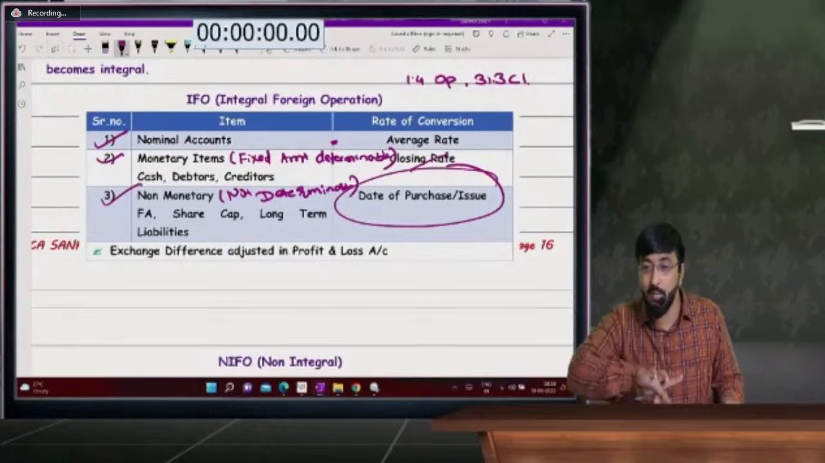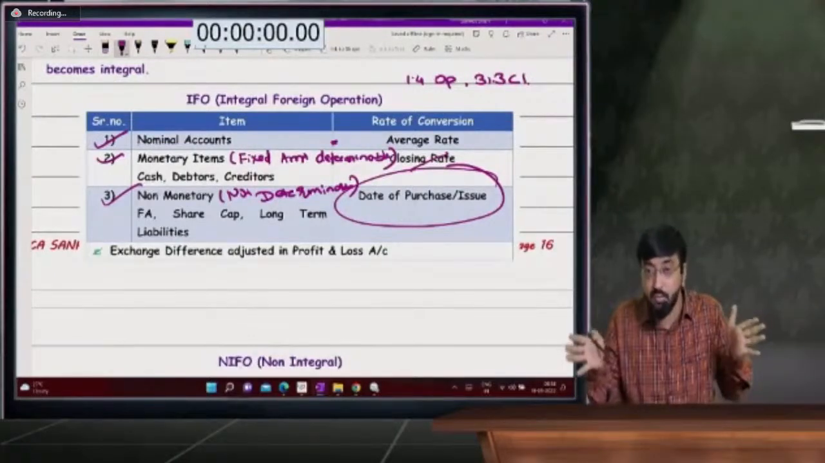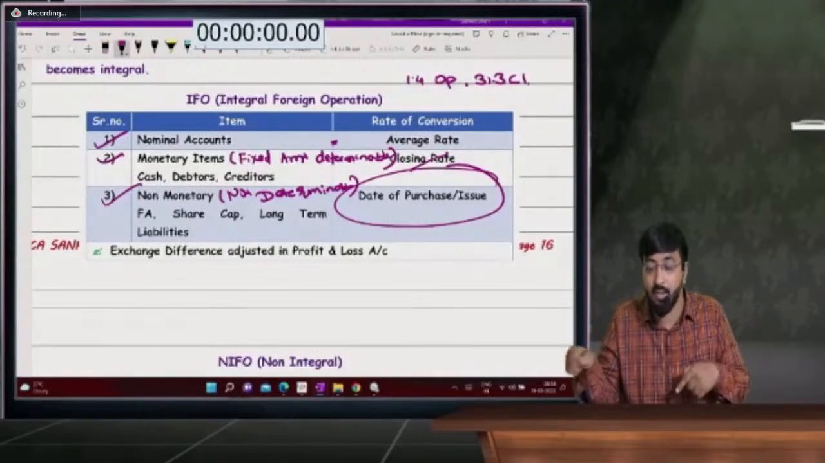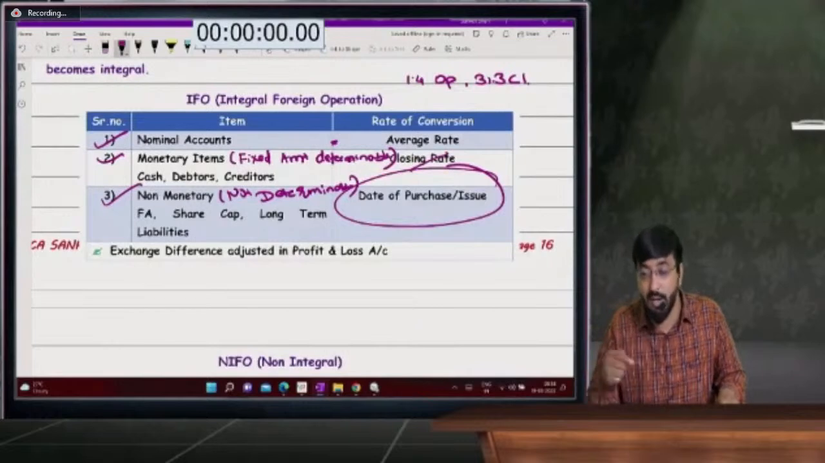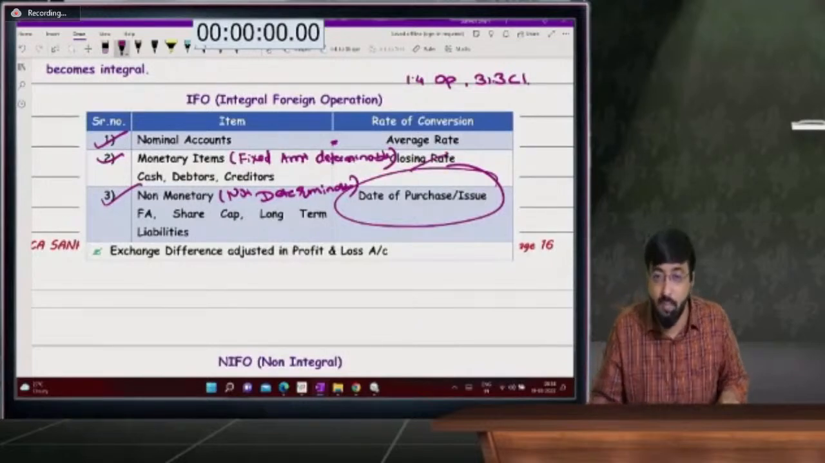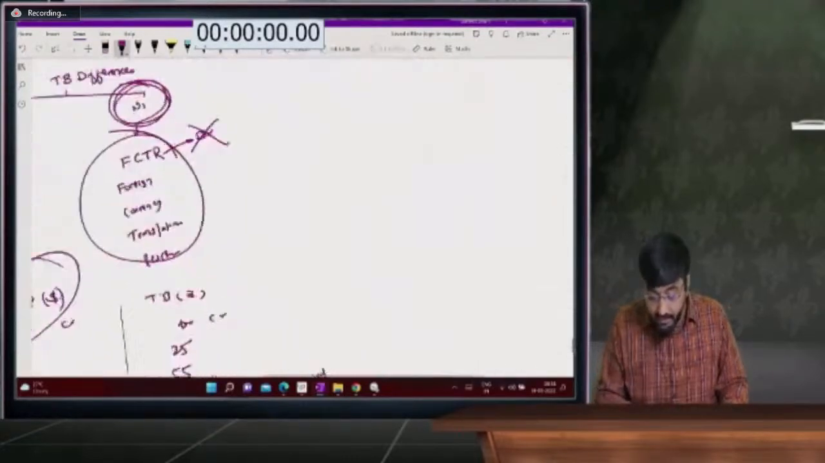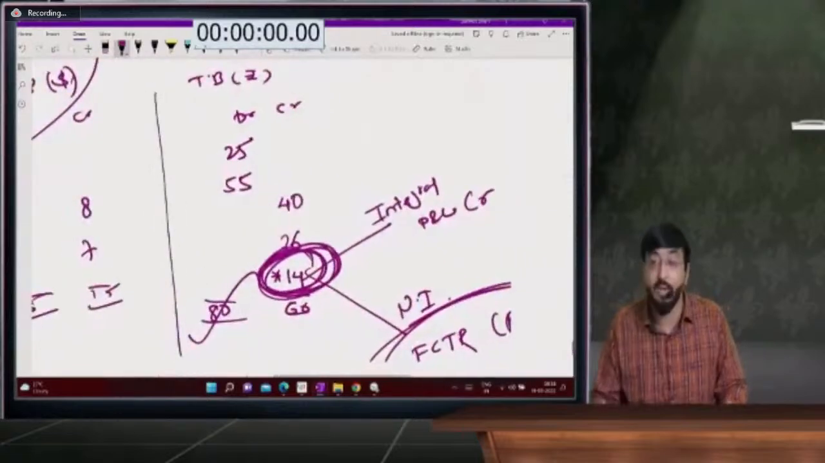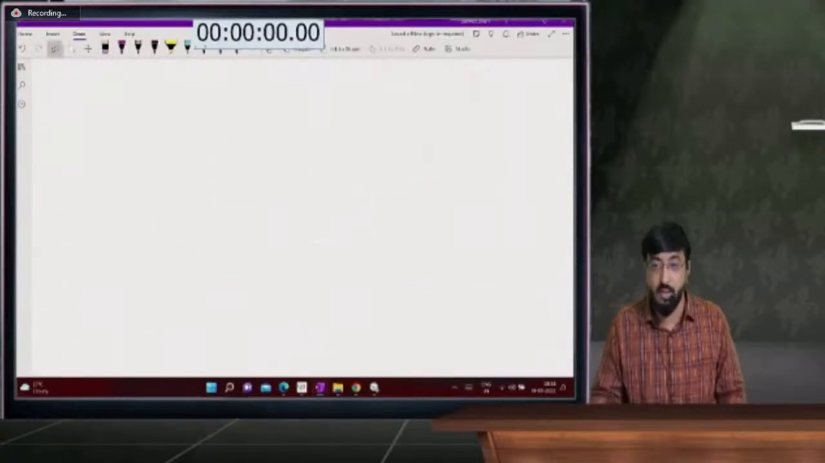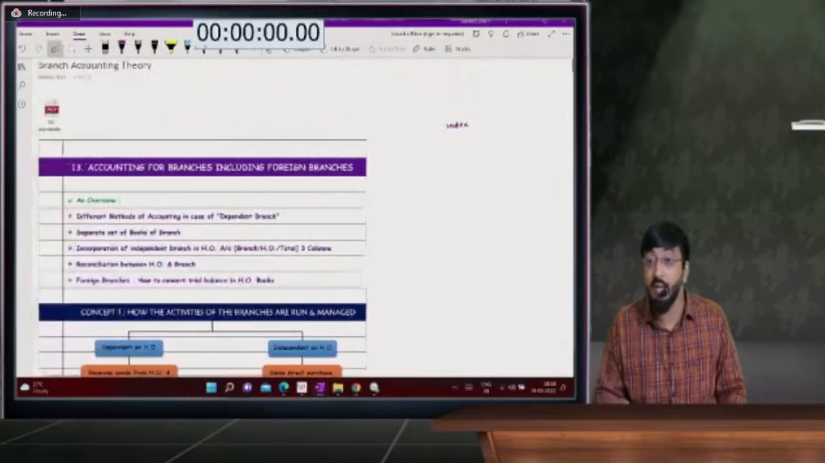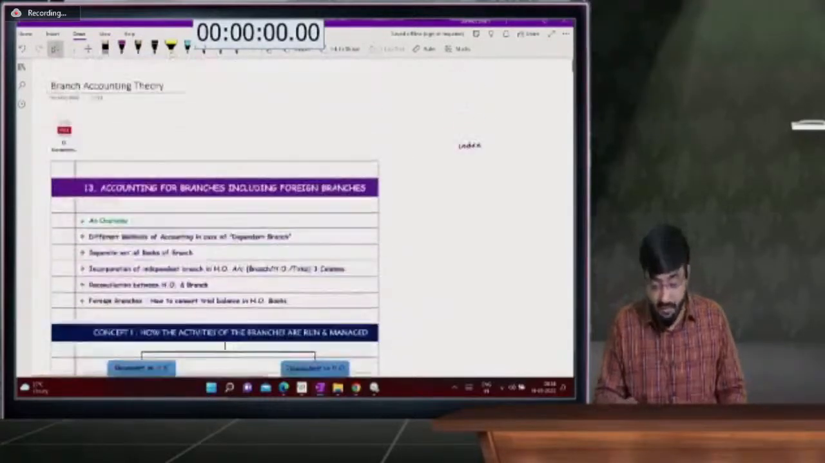When will you multiply? If dollar to rupees the amount is more, meaning $1 is 50 here, so multiply. But if you have to convert rupees to dollars, it will be divide by. Okay, so remember, non-monetary items you will multiply by the date of purchase rate. Got the concept? Yes. And if it is an integral operation, it will be the profit and loss account. And if it is a non-integral operation, it will be the FCTR account, foreign currency translation difference.